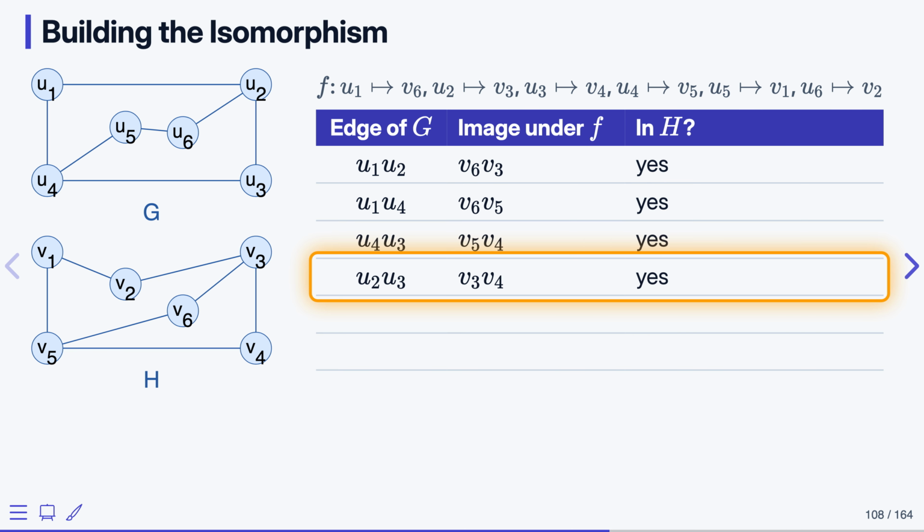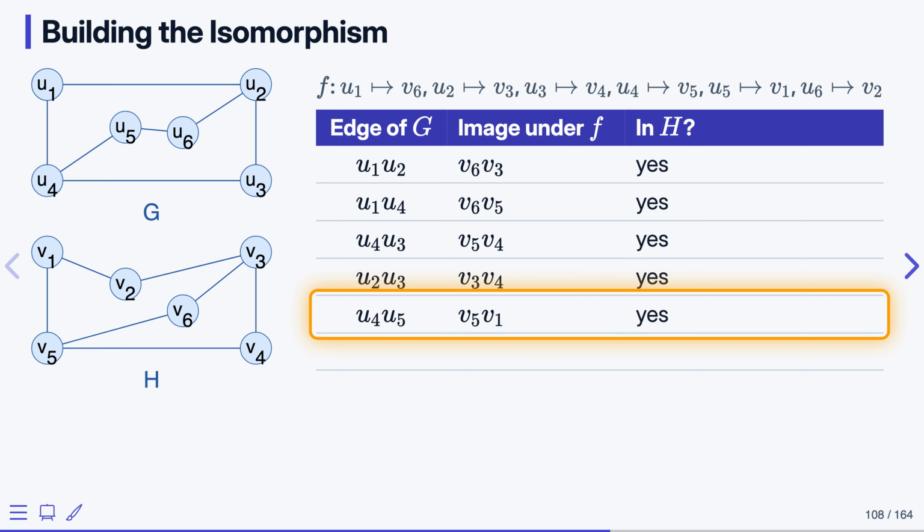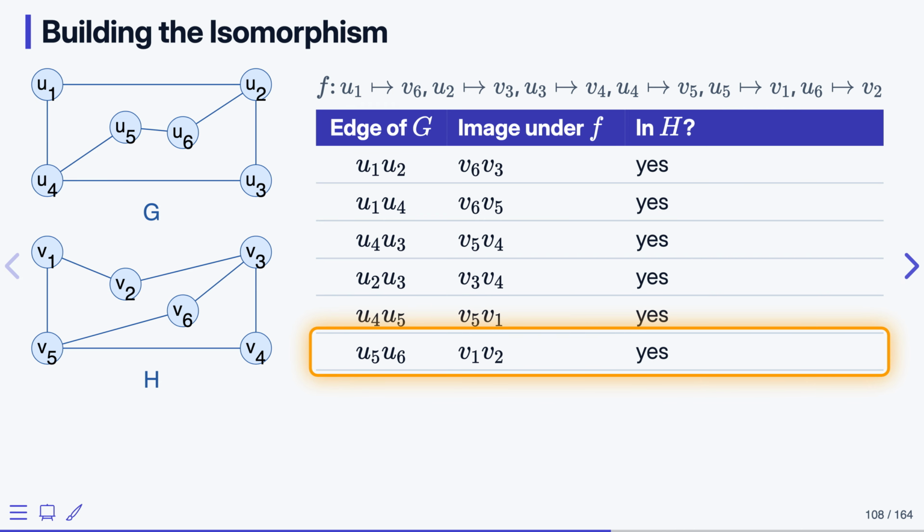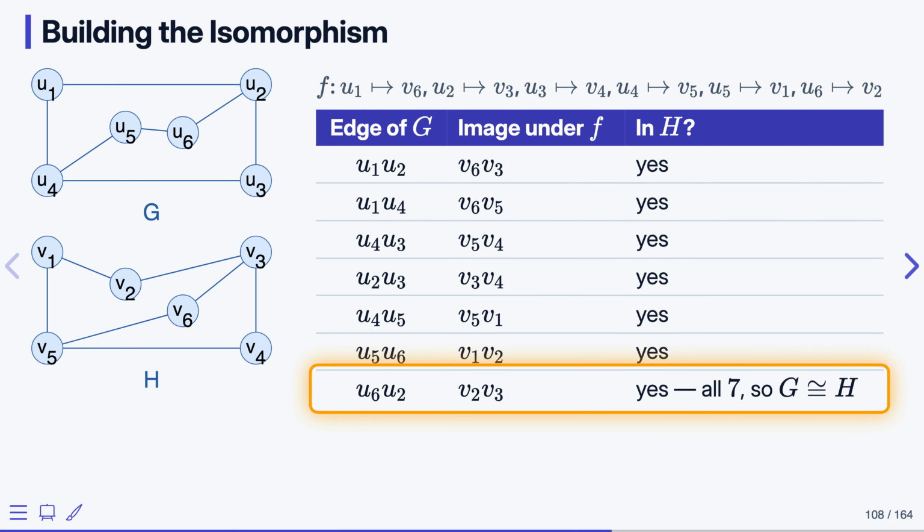Edge U4, U5 becomes V5, V1. Yes. Edge U5, U6 becomes V1, V2. Yes. Edge U6, U2 becomes V2, V3. Yes. 7 edges in, 7 edges out, and H has exactly 7 edges, so nothing is missed. So F is an isomorphism, and the two graphs are the same.